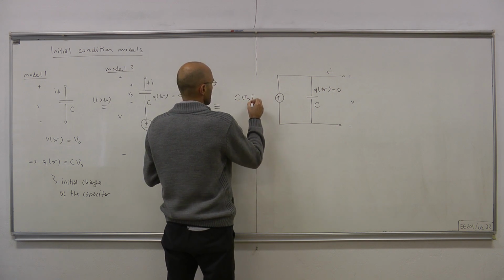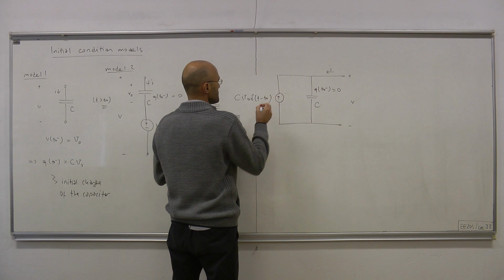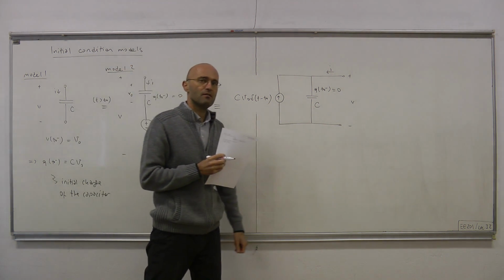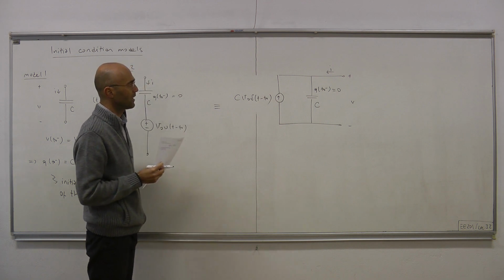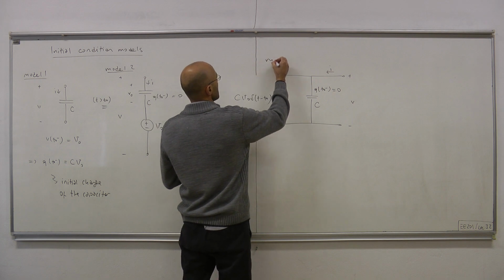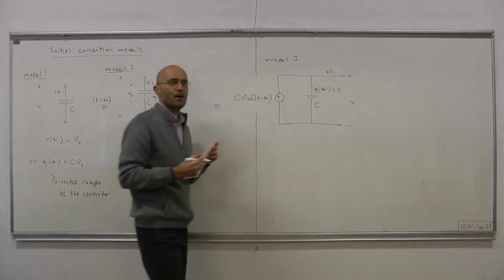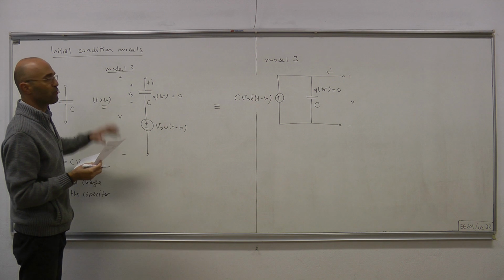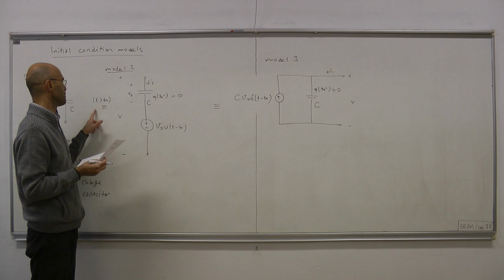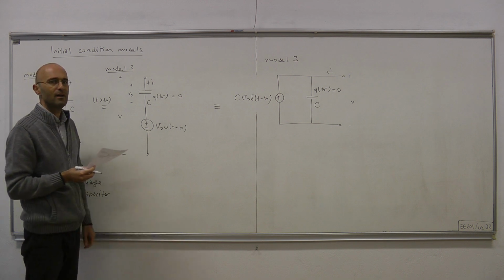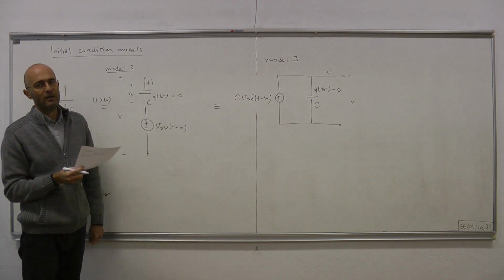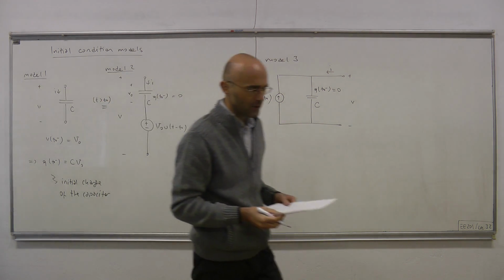C V0 delta(t minus t0). Okay, and this delta is our unit impulse function. So now this is our model 3, and our claim is that these three models are equivalent to one another for future time, for t larger than t0. For that statement to be precise, let's be precise about what we mean by equivalent or equivalence.